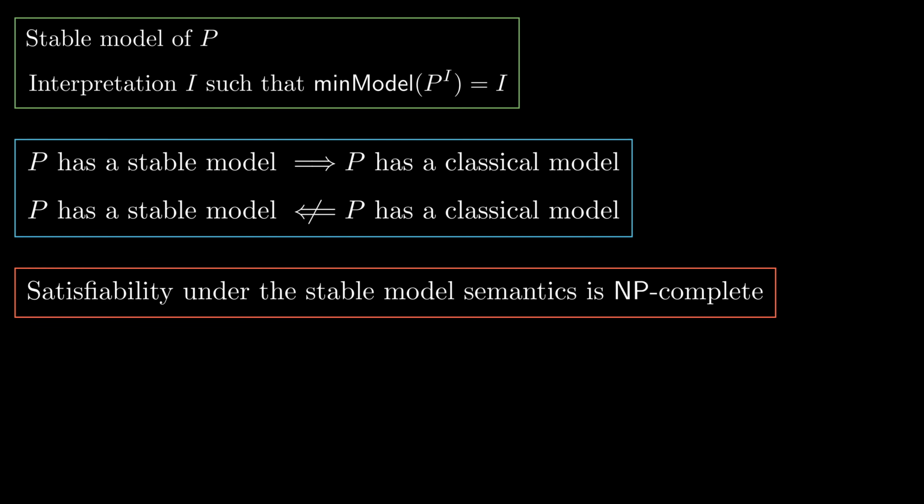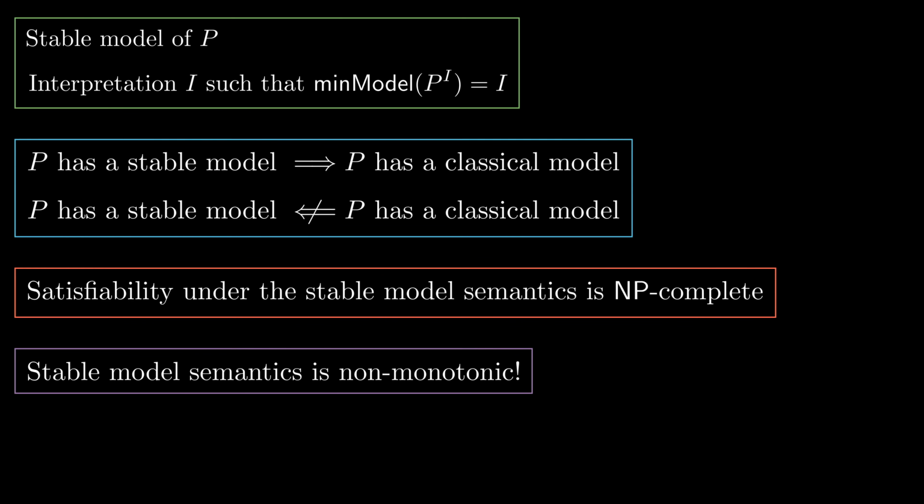Oh, wait, did I just forget to tell you about one of the most important properties of the stable model semantics? It's non-monotonic. This means that when you gain new knowledge by adding more rules, you may not be able to keep the same conclusion.